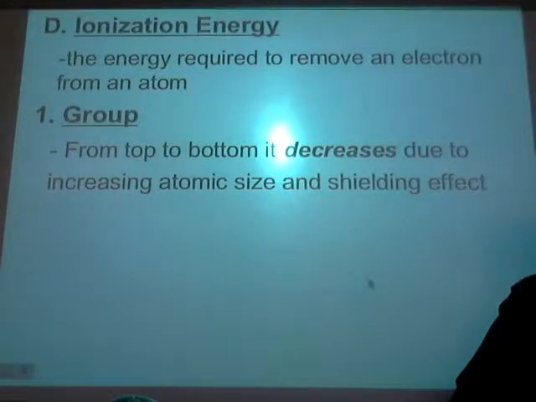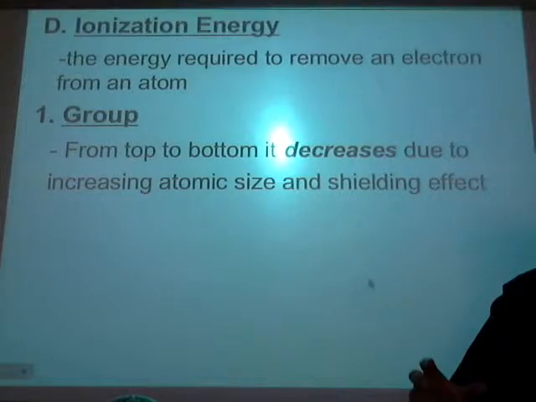And if you haven't already defined shielding effect, you'll want to define what the shielding effect is as part of that answer if I ask you to. You can't just write shielding effect.